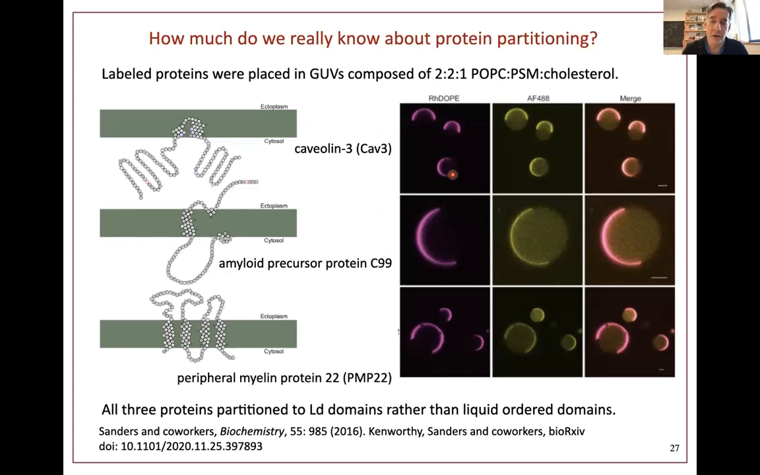What I mentioned earlier, in thinking about the overall role of cholesterol in the cell and membrane domains, was that there is a prevailing thought that C99 protein and the APP tends to be localized in lipid raft domains, where you have higher cholesterol and more ordered phase. And in 2016, the Sanders group, and then more recently Ann Kenworthy with Charles Sanders in this very interesting bioRxiv paper, have looked at C99, but in the earlier study, other proteins that were strongly believed to partition to liquid ordered regions of the membrane, and found in this study, in fact, that all of these proteins would localize in liquid disordered regions, contrary to the prevailing thinking.